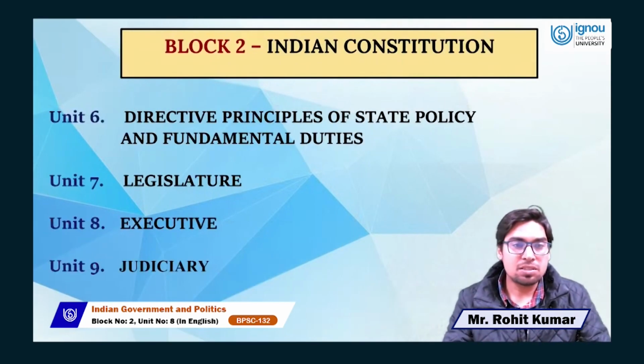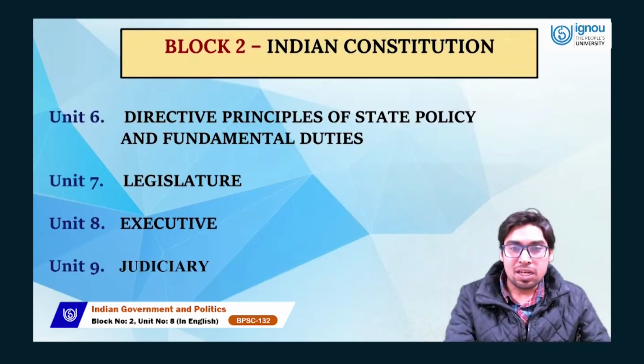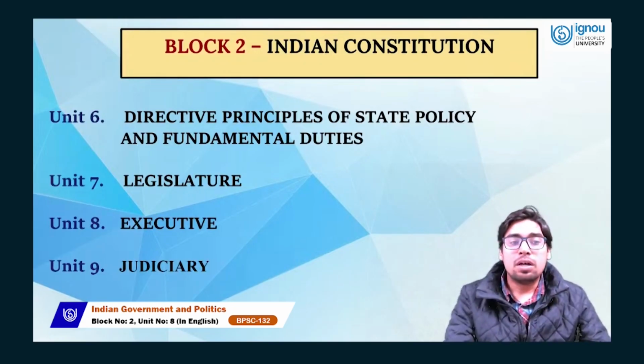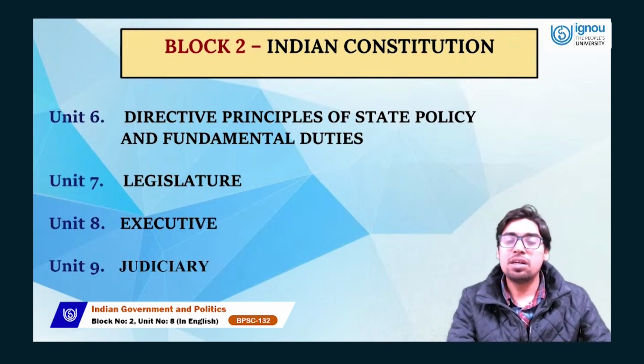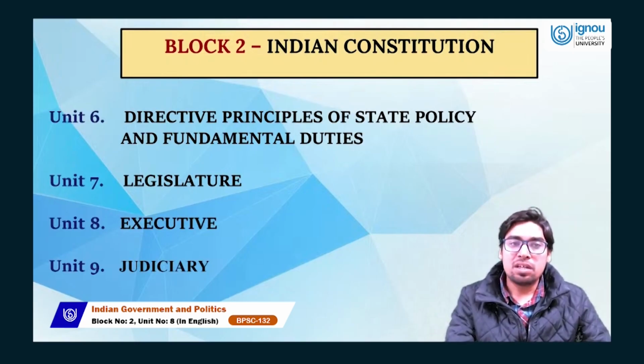In the previous class, we discussed Block 2. Under Block 2, there are three units: unit number 7, 8, and 9. Unit number 7, Legislature, was completed in the previous class, and unit number 8 was not completed. Firstly, we will complete this unit and then we come to unit number 9, Judiciary.